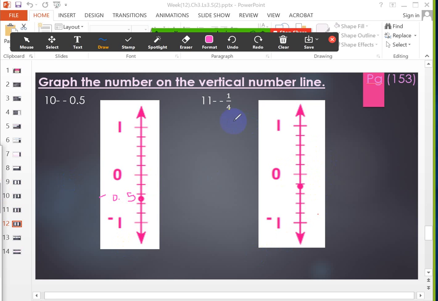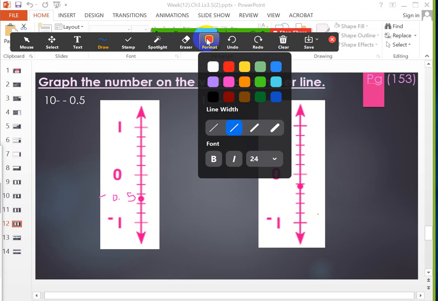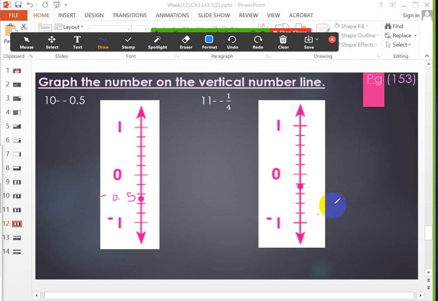Now, negative 1 over 4, girls. This is a fraction. As Joanna said, it will be down on the vertical number line. How will I locate 1 over 4? First, you can divide the number line into 4 equal parts, as we learned in fractions. Like this, I will divide it for you.